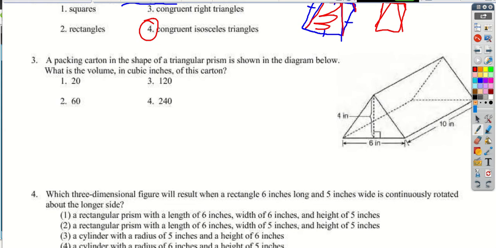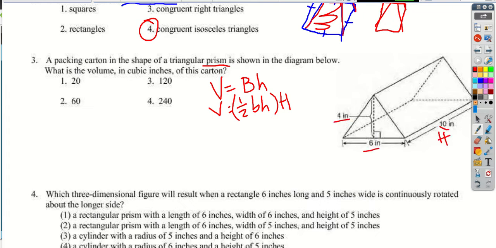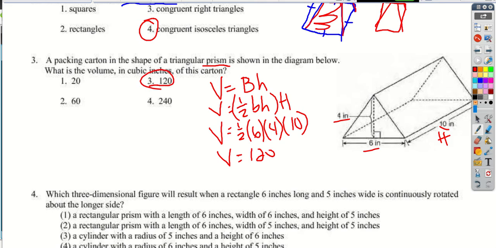The next one, careful with this one. It is a prism, not a pyramid, so it's not 1/3. The volume is just the area of the base times the height. This happens to be a triangle, so it's 1/2 base times height of the triangle, times the height of the prism, okay? Please make sure we're always looking to make sure our units are the same. They're all in inches. We don't do any conversions, okay? So 1/2 times 6 times 4 times 10, and this is going to be 120 cubic inches.